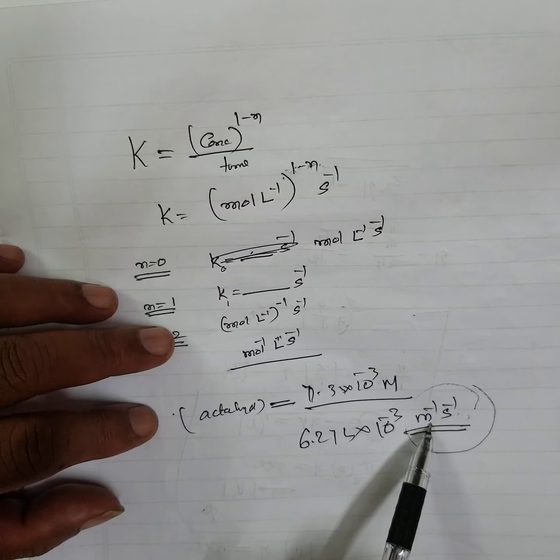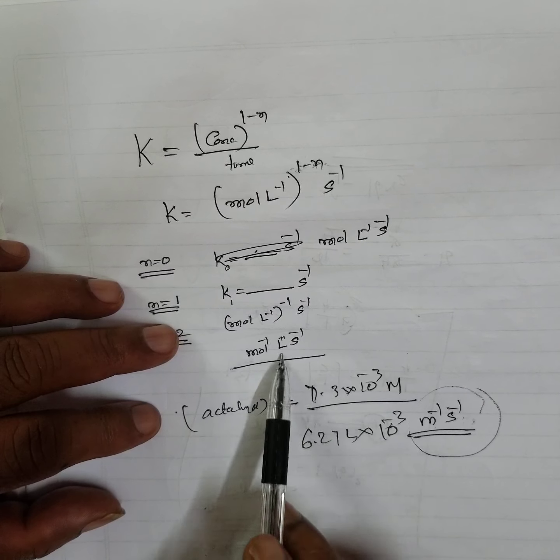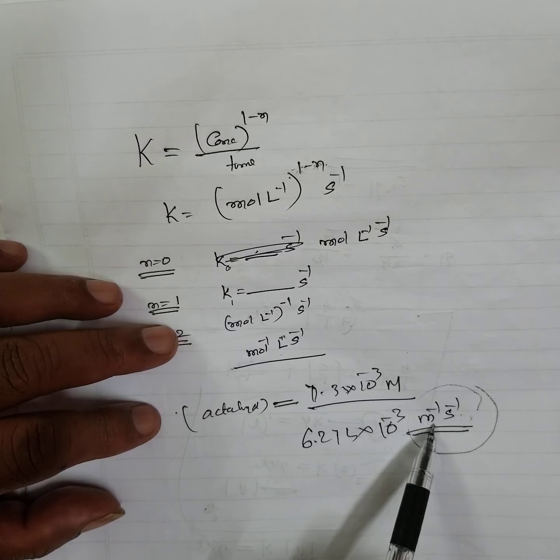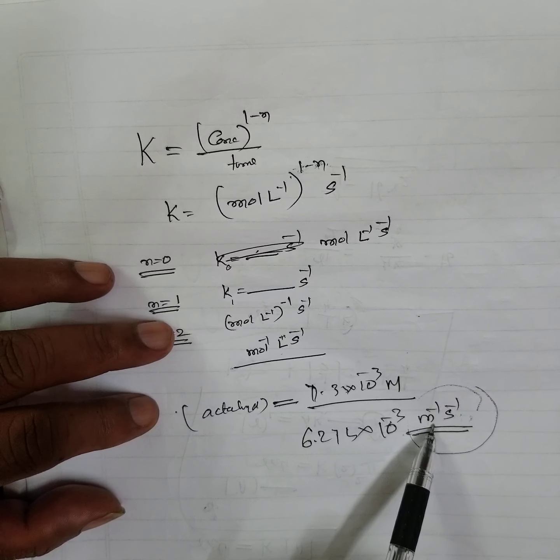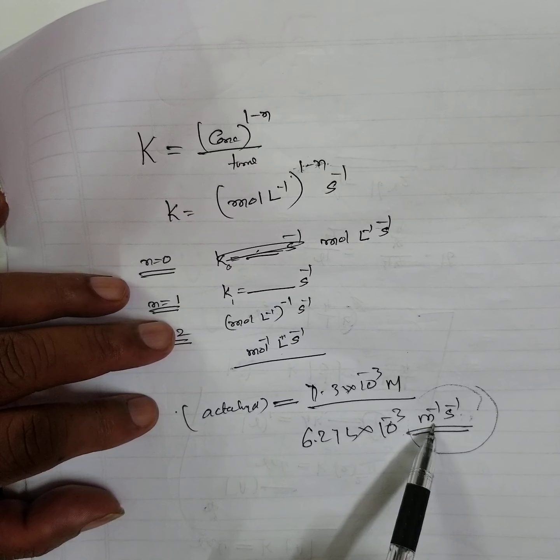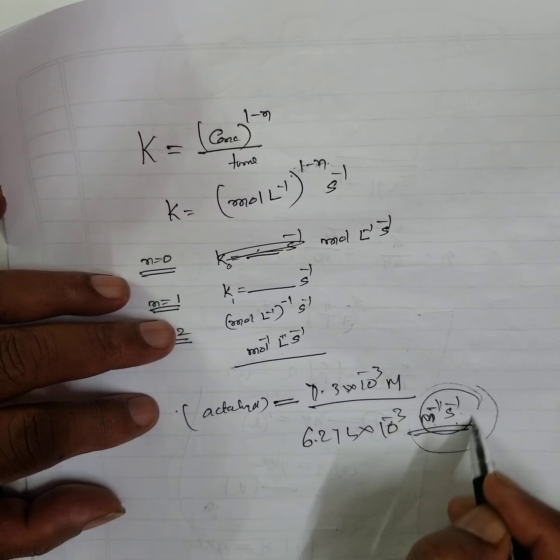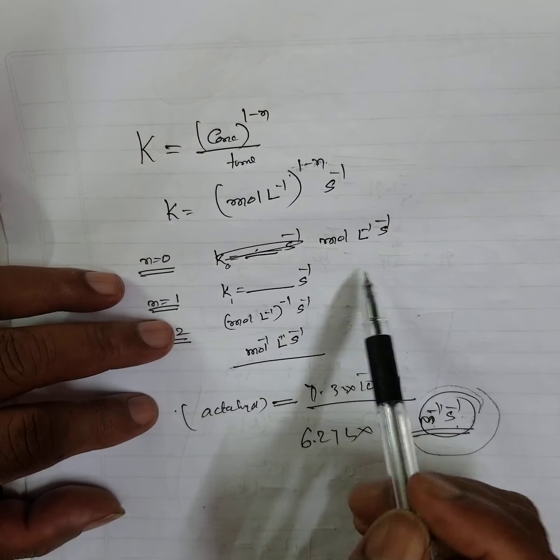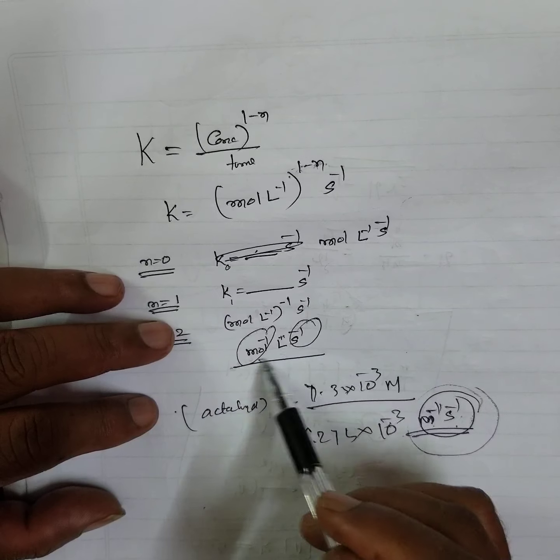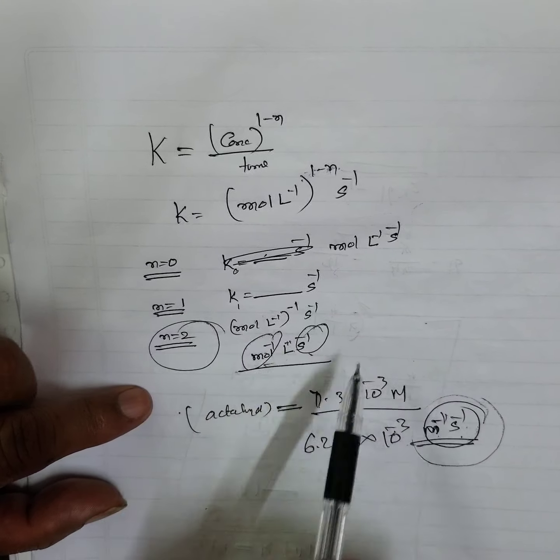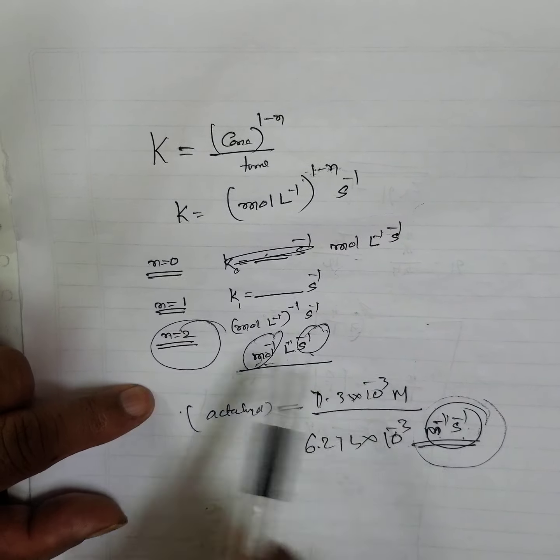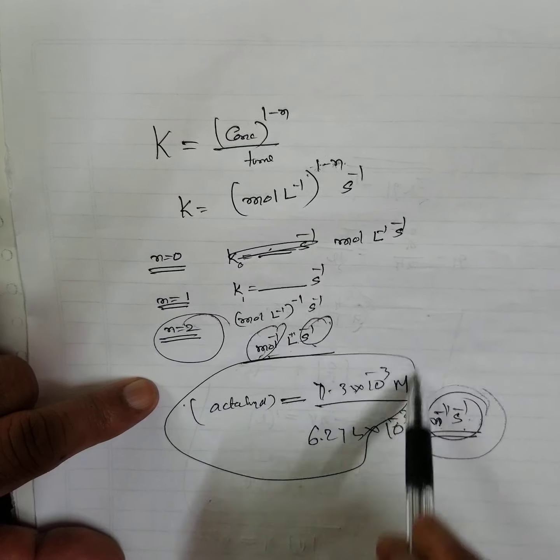See here, what do you get? Per mole per second. They have given per mole per second. Where will you get that? It should be a second order. Per mole per second is second order. Directly you can say. You don't bother about all this data.